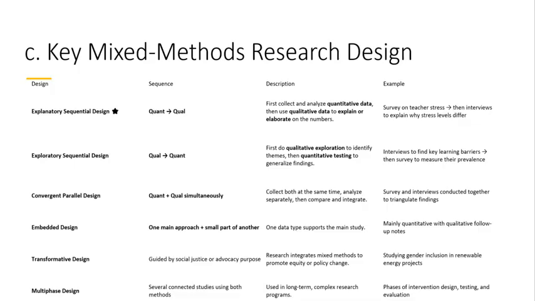research design, and the sequence would be first quantitative followed by qualitative. This sign, quant and qual, that you see on my screen, is quantitative followed by qualitative. So mostly the first stage will include a quantitative survey followed by explaining the data in the why part. First collect and analyze quantitative data, then use qualitative data to explain or elaborate on the numbers. Example, a survey on teachers' stress, then interviews to explain why stress levels differ.